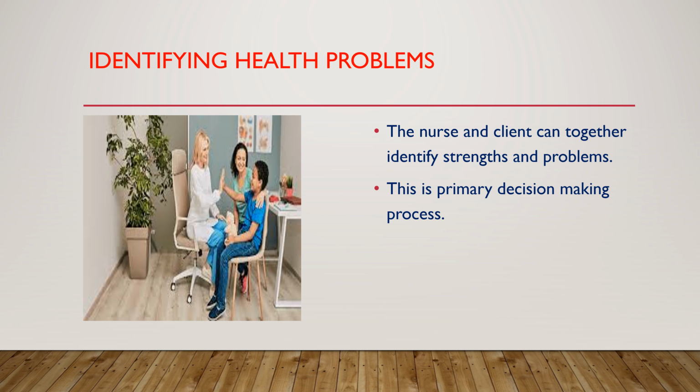Then the second part comes: identifying the health problem. After you have properly analyzed the data, the nurse and the client can together identify the patient's strengths and the problems. This step is called the primary decision making process. After properly analyzing the data, you come to some conclusion regarding the patient's health condition or make some diagnostic statements about the patient. That's why we say this is a primary decision making process.